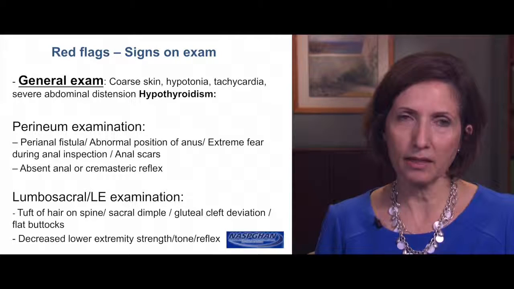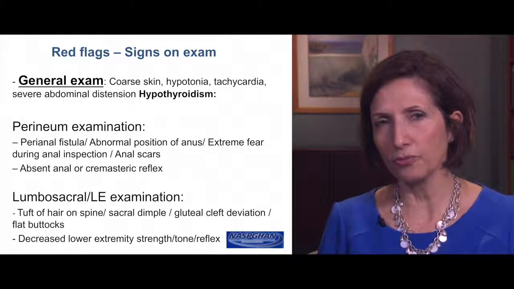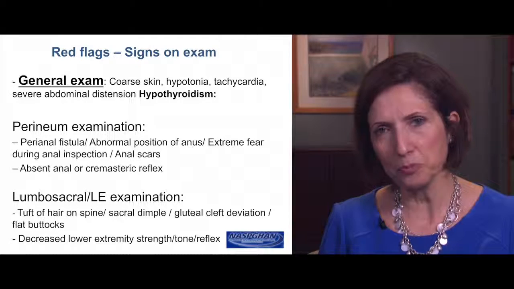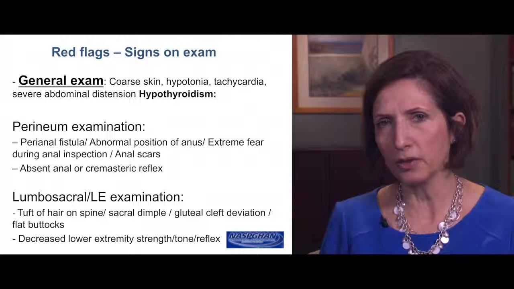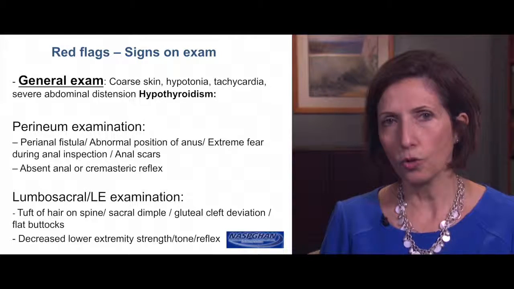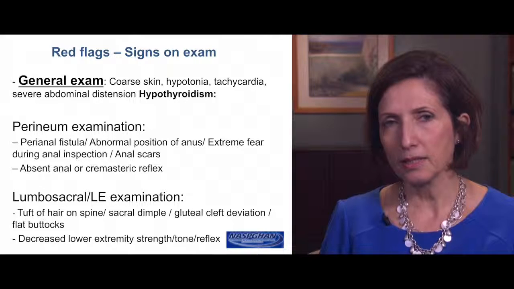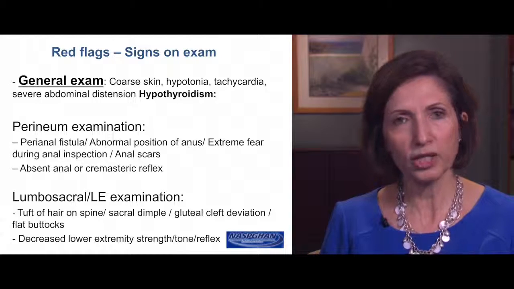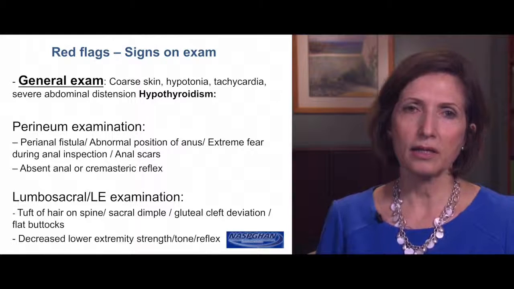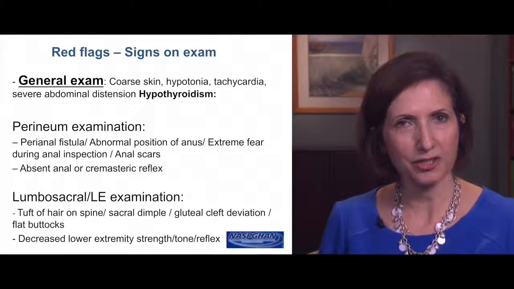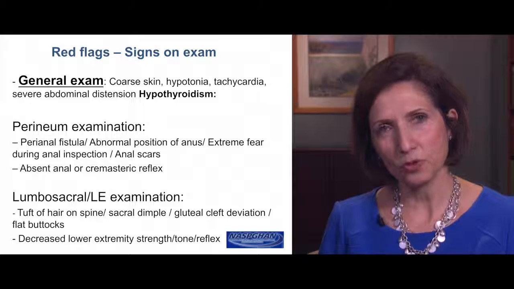At the lumbosacral area, we look for any tuft of hair on the spine or a sacral dimple. We look for any lipoma, gluteal cleft deviation, or flat buttock. All of these point toward a possible tethered cord or spinal cord anomaly. Then we check the lower extremities, and if the tone, reflexes, and strength decrease, that also raises concern for a possible spinal cord anomaly.